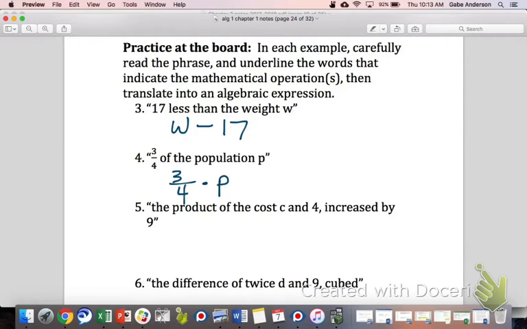Increase by means that we added to it. So it's 4C plus 9. Nice job, Victoria. Nice job, both of you. Nice work.